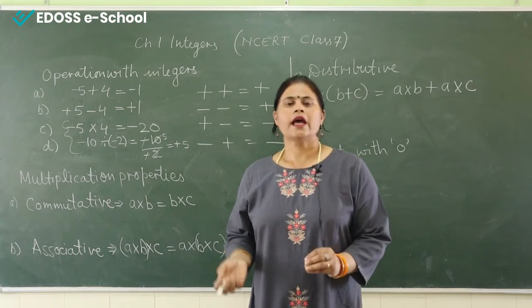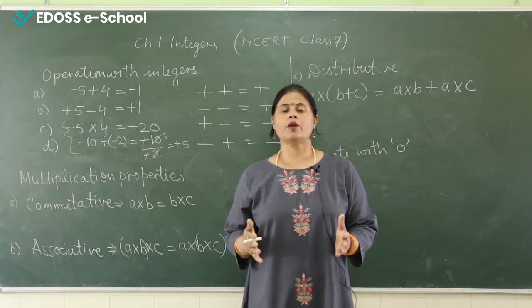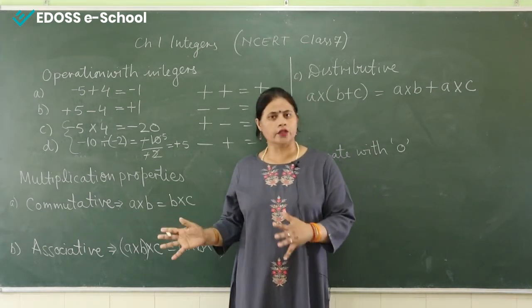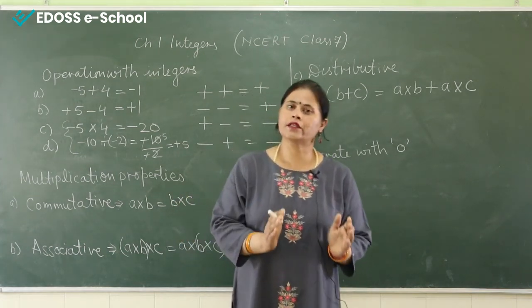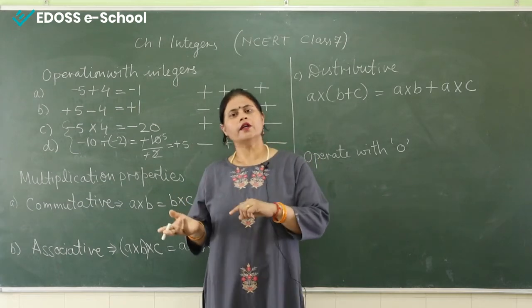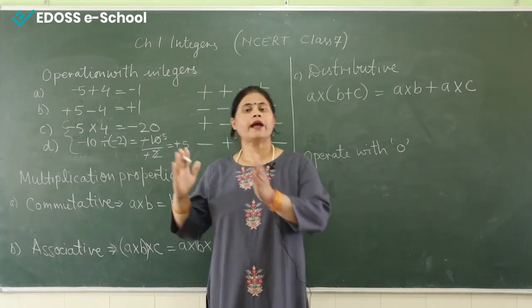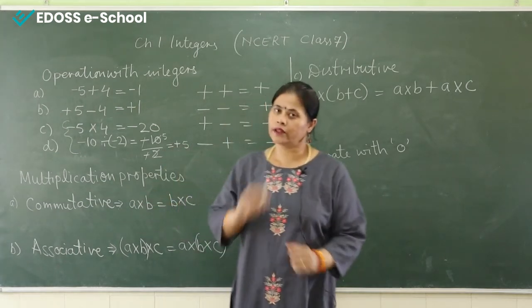Now come to the next, the associative property. In the associative property we have to multiply three integers, and in that property first we multiply two numbers, then multiply with the third one. On the right hand side we multiply the last two numbers and multiply with the first one.